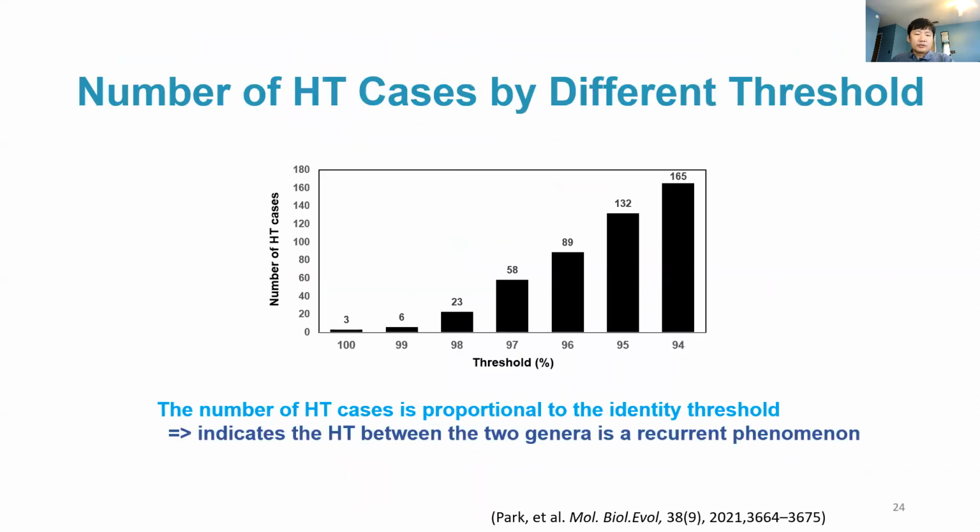And this shows the number of horizontal transfer cases by different thresholds. So these are the identity thresholds, and these are the number of horizontal transfer cases. And as you can see, the number of horizontal transfer cases is proportional to the identity threshold. This indicates that horizontal transfer between the two genera is a recurrent phenomenon.